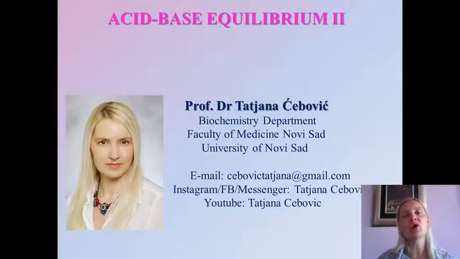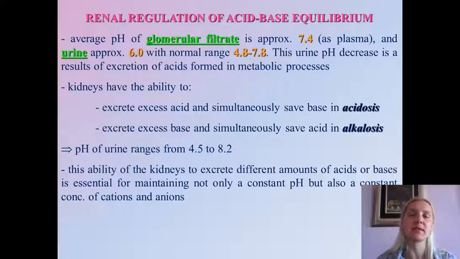So now we have to move on to the third huge and large mechanism, and that is renal regulation of acid-base equilibrium. So let's start with the information that the average pH of glomerular filtrate is approximately 7.4. So it is equal to the pH of blood and other body fluids. But the final fluid which is excreted, the urine, has a pH of approximately 6, with the physiological normal range between slightly acidic 4.8 to slightly basic 7.8, even 8.2.